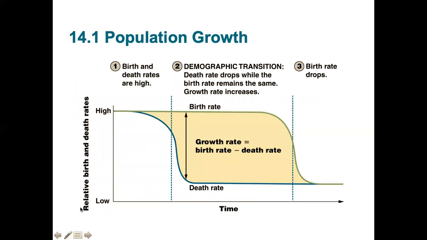This visual is much more helpful than thinking about words. So if you have the relative birth and death rates, transition is when the birth rates drop towards the death rates.